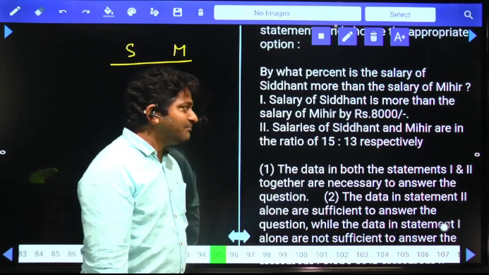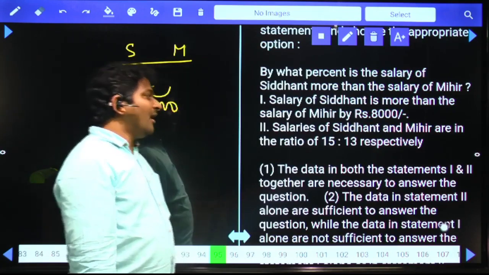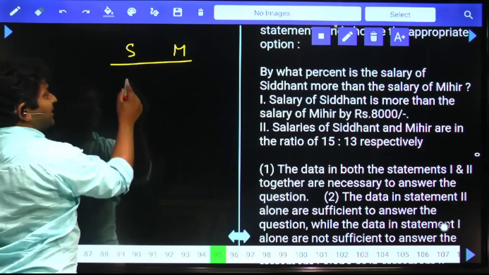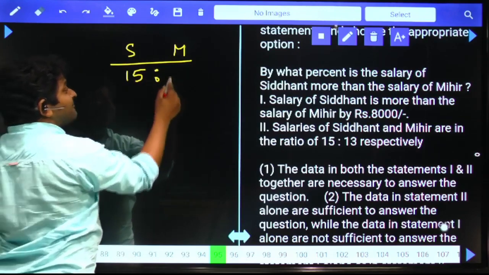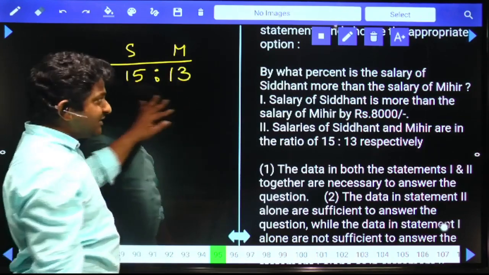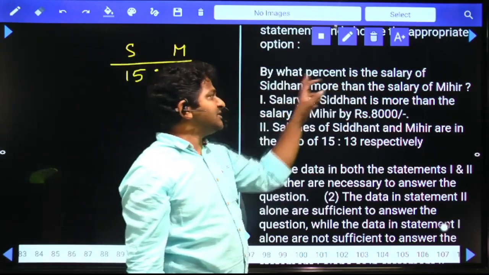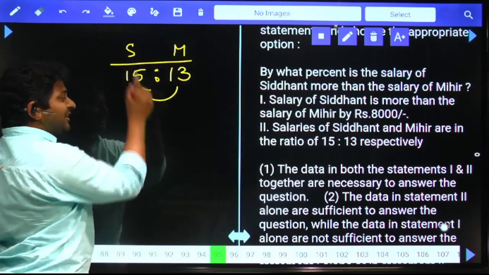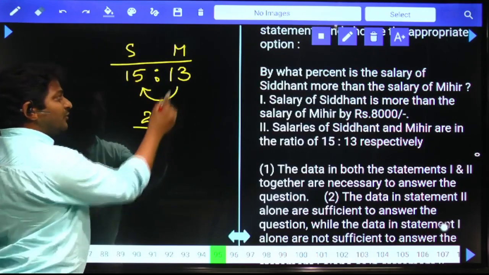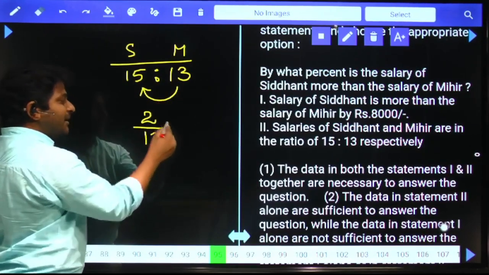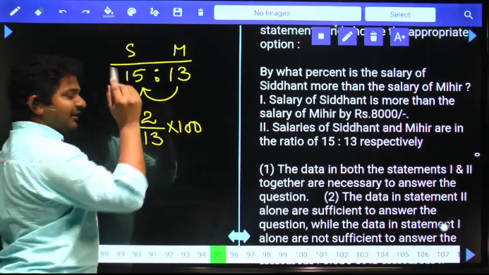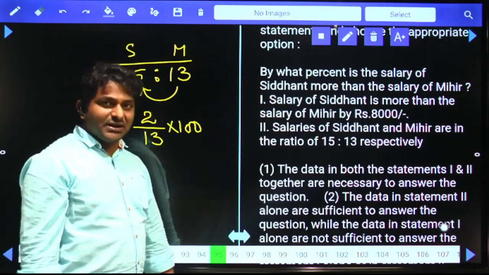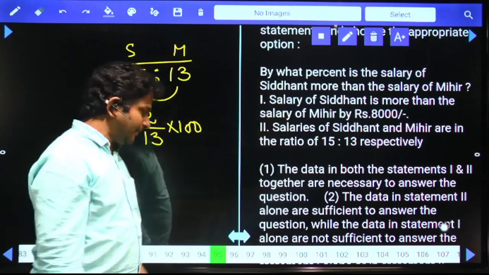Salaries of Siddhant and Mihir are in the ratio 15:13. You don't know their salaries, but the salaries are compared using a ratio. Using this, can we calculate by what percentage Siddhant's salary is more than Mihir's? Definitely yes. Siddhant is getting how many parts more? 2 parts more. With respect to Mihir, that is 13 parts, into 100 percent. Hence, the second statement itself is sufficient to answer the question, but not the first statement.